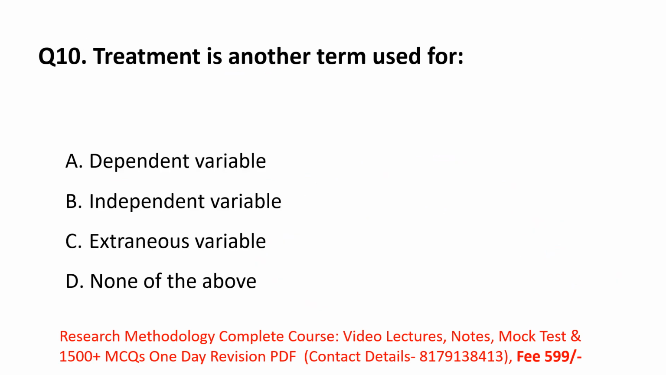Next, treatment is another term used for. In this question, they are asking: the word treatment variable is another name for which variable? Dependent variable, independent variable, or an extraneous variable. Remember, as you all know, in experimental research, researchers find out whether the independent variable is showing some effect on the dependent variable or not.